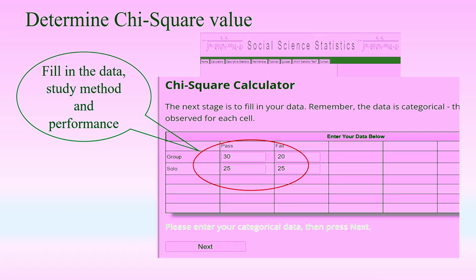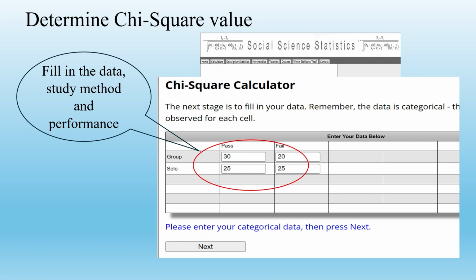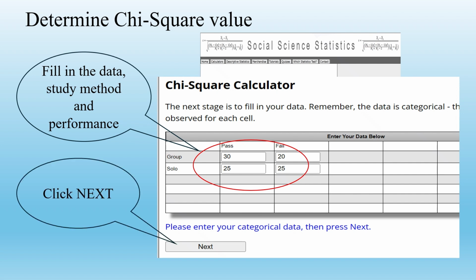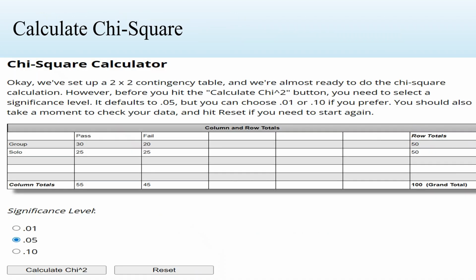Here we input the numbers from our data set, study method and performance. For example, 30 passed and 20 failed in the group, while 25 passed and 25 failed in solo. After filling in the table, we simply click Next, and the calculator will help us compute the chi-square value. Now that we have our contingency table, we're ready to calculate the chi-square value.